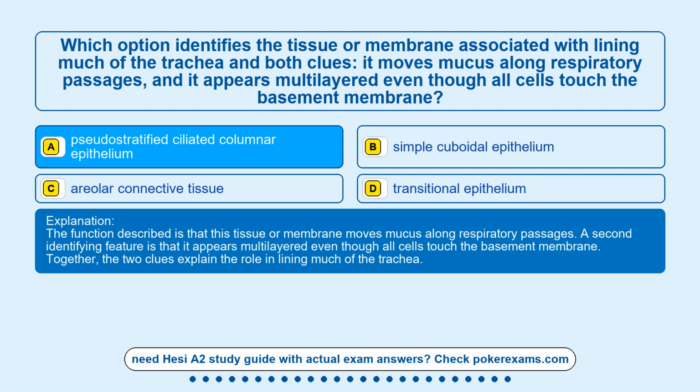The function described is that this tissue or membrane moves mucus along respiratory passages. A second identifying feature is that it appears multilayered even though all cells touch the basement membrane. Together, the two clues explain the role in lining much of the trachea.